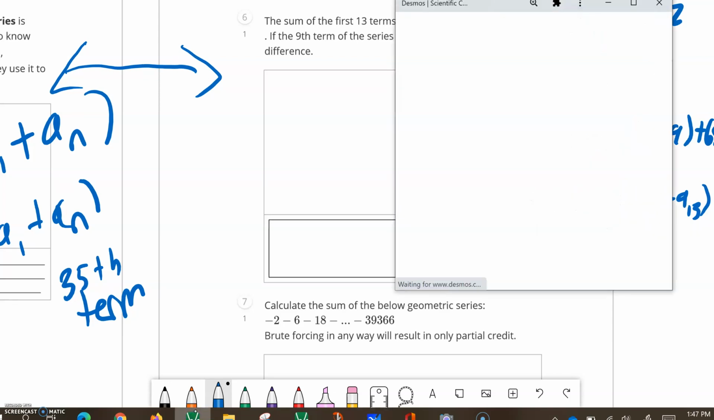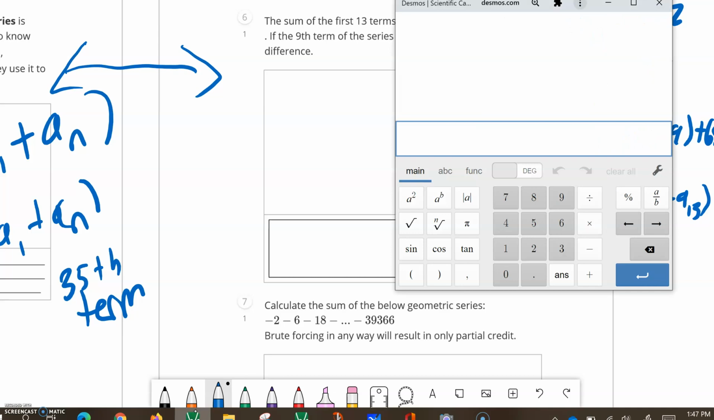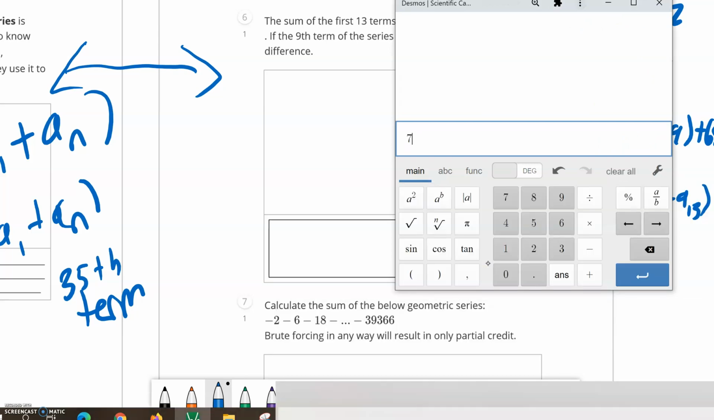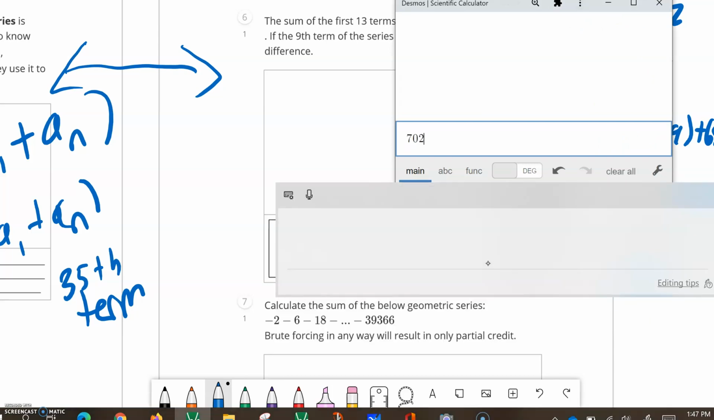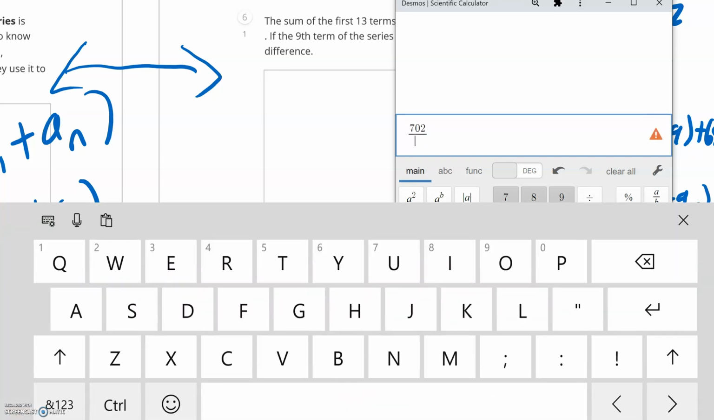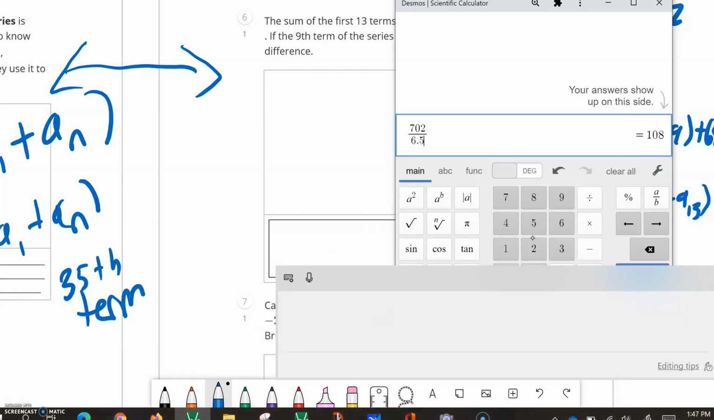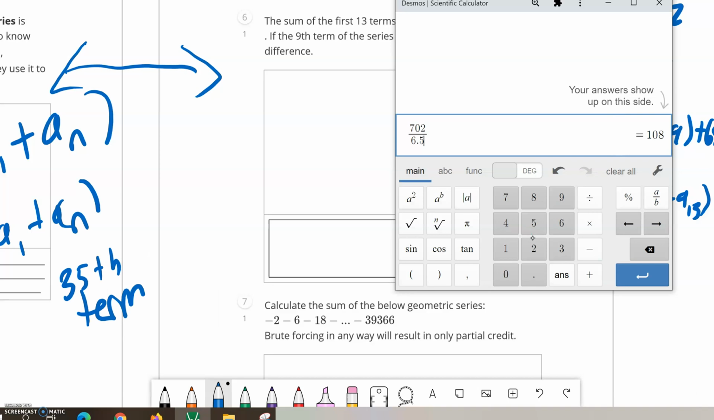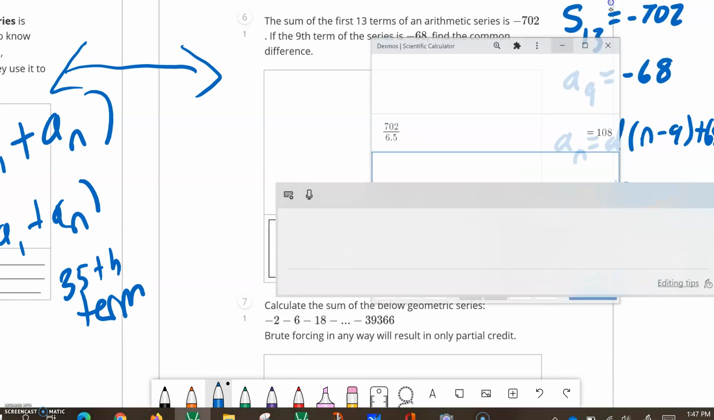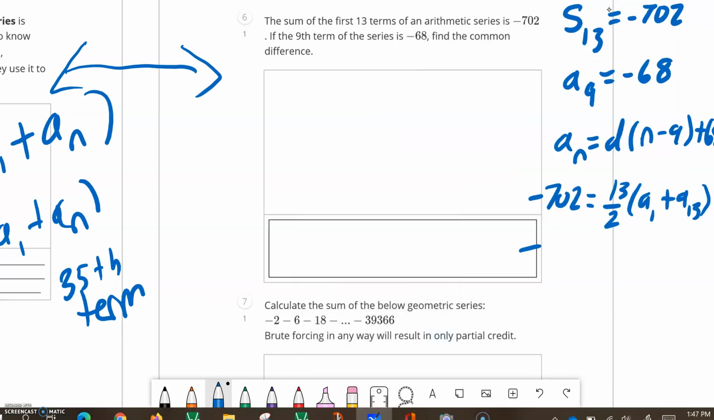If I get my little calculator out here, negative 702 divided by 6.5 gives me negative 108. So that's negative 108 equal to the first term plus the 13th term.